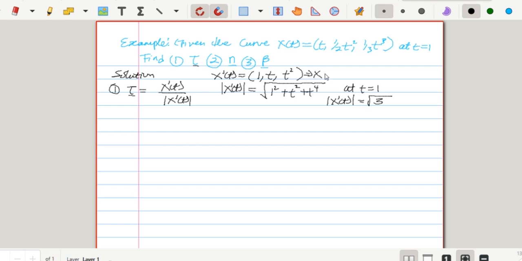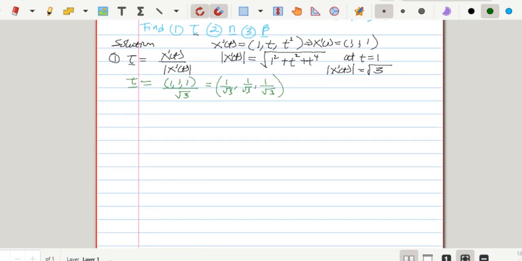And also here it implies that x prime of 1 will be (1, 1, 1). So if we were to substitute that into our formula, tau is going to be equal to (1, 1, 1) divided by square root of 3, which is going to be (1 over root 3, 1 over root 3, 1 over root 3). So that is our first solution to our number 1.